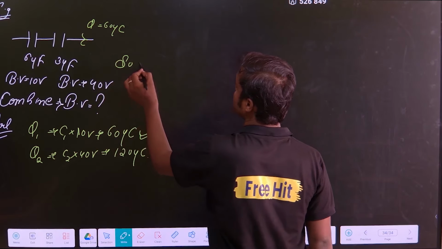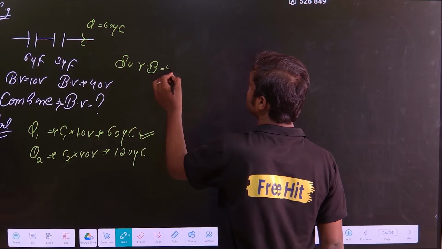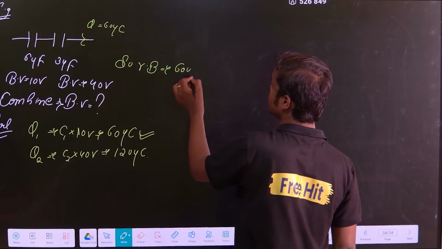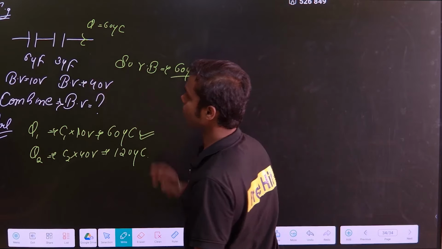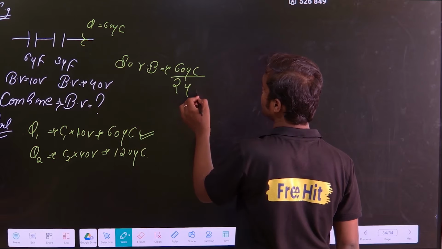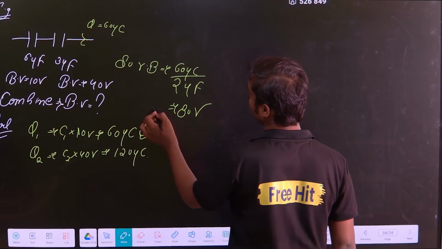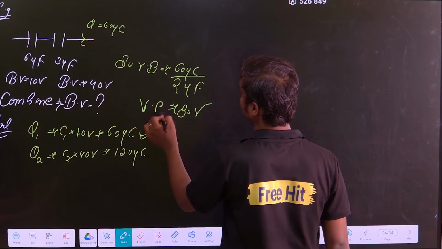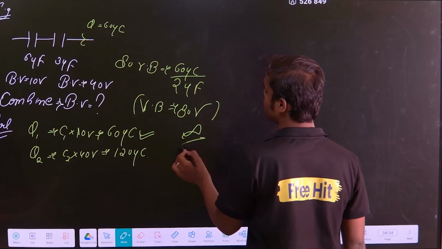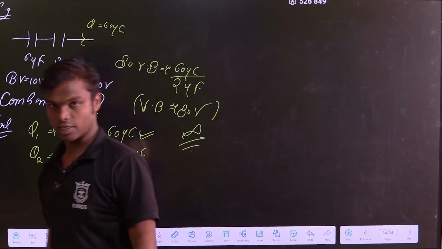So what is my voltage then? V will be Q by C. Q is 60 microcoulomb divided by the capacitance, which in this case is 2 microfarad. So you will get 30 volt. That is my breakdown voltage, the combined breakdown voltage. Clear? Have you got the idea? Are you getting my point?